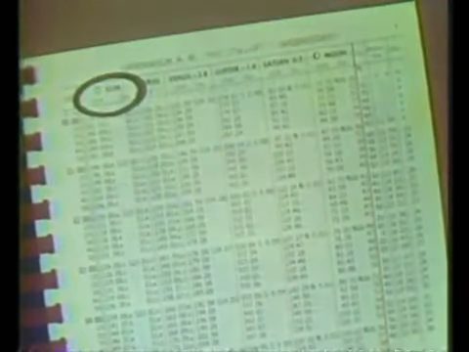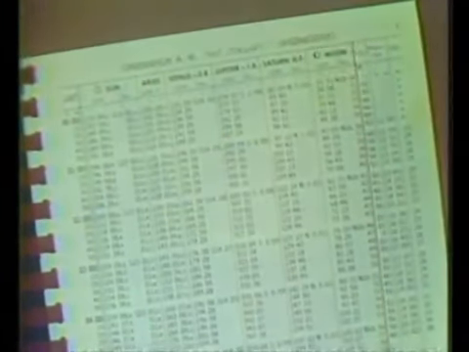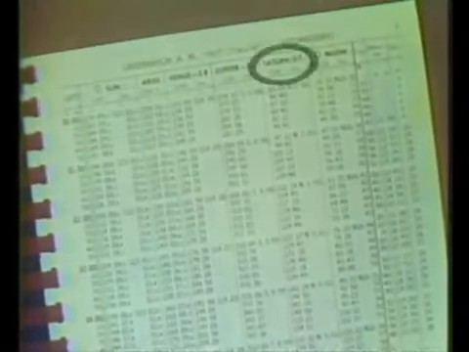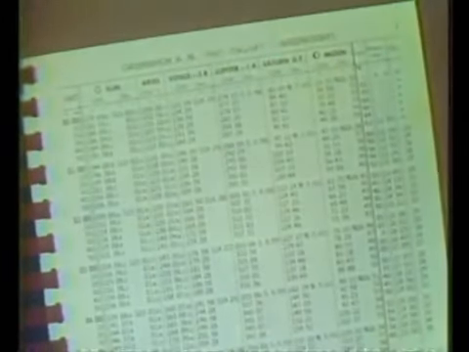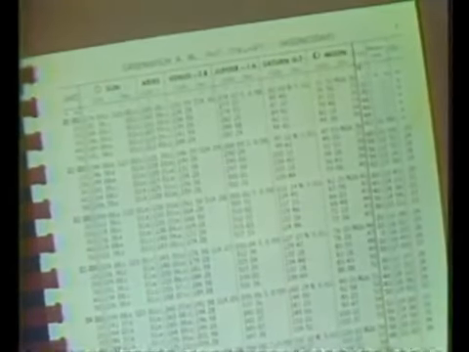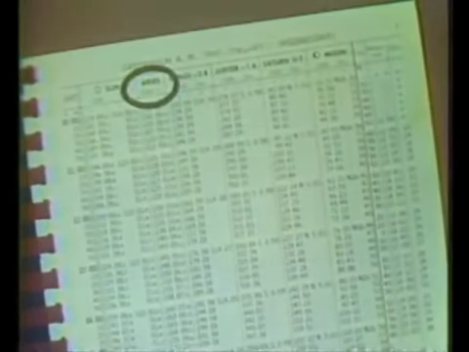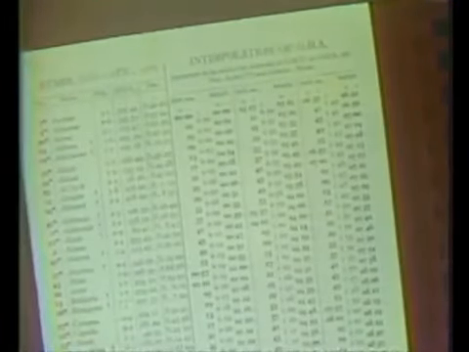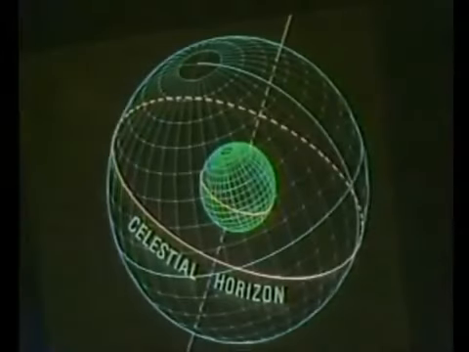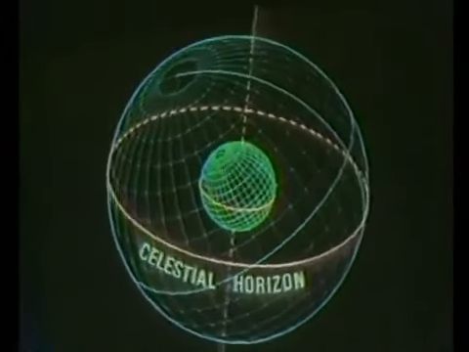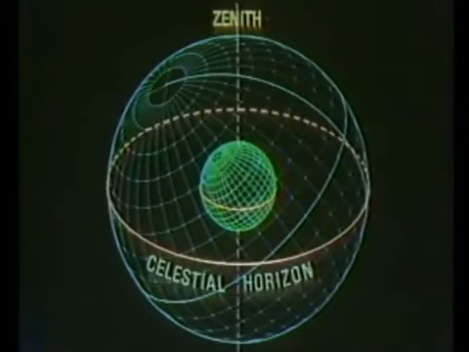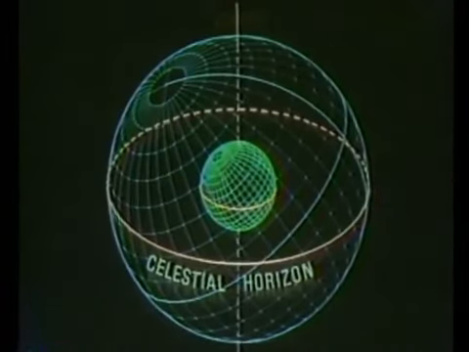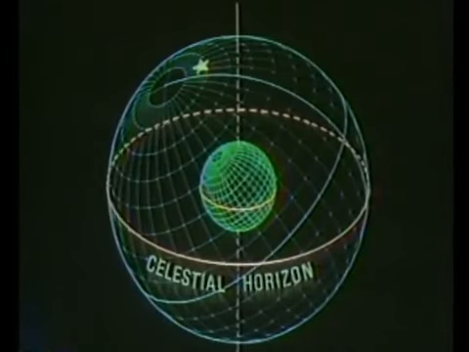GHA and declination of the Sun, the Moon, and the planets Venus, Jupiter, and Saturn are available in the Air Almanac for given dates and times. The GHA of Aries is also given, along with the sidereal hour angles for the 57 stars. We have also discussed the horizon system and how it is used to locate a line of position from the geographic position of an observed celestial body.